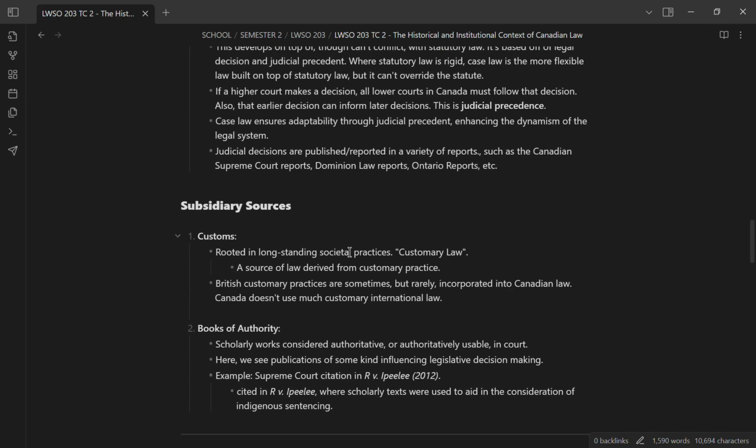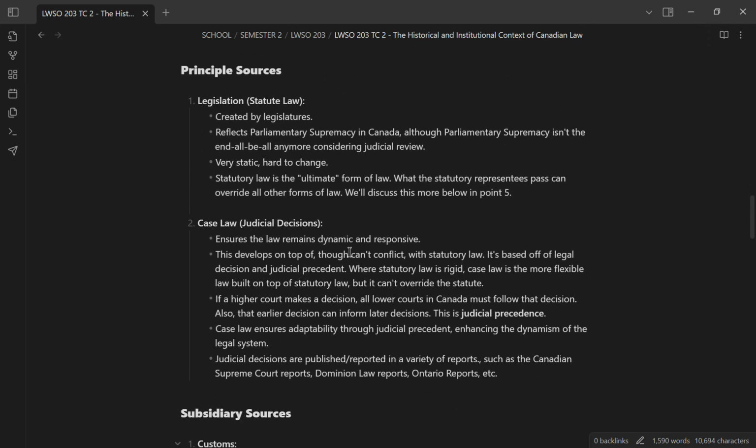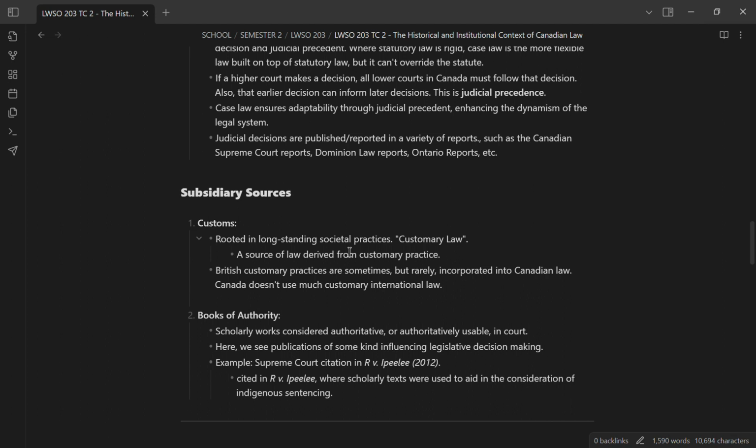Subsidiary sources, sorry. So those were our principal sources of the law. Now let's get into our subsidiary sources. There's customs, so this is legal practice rooted in long-standing societal customs and traditions. This is customary law. We don't really use it too much. British customary practices are the most influential, and we see that the most, but even then it's not really that common. And books of authority.